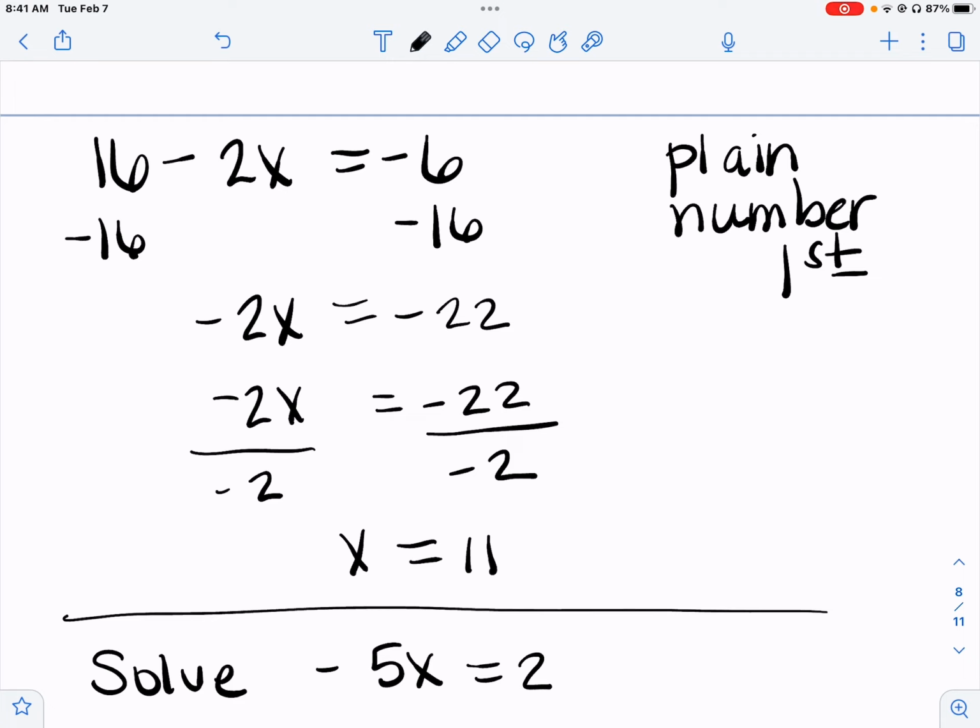16 minus 2x equals negative 6. We have to undo the plain number, the number that does not have an x. So we subtract 16 on both sides. Negative 2x equals negative 22, so we divide both sides by negative 2. On that right side, a negative divided by a negative equals a positive.